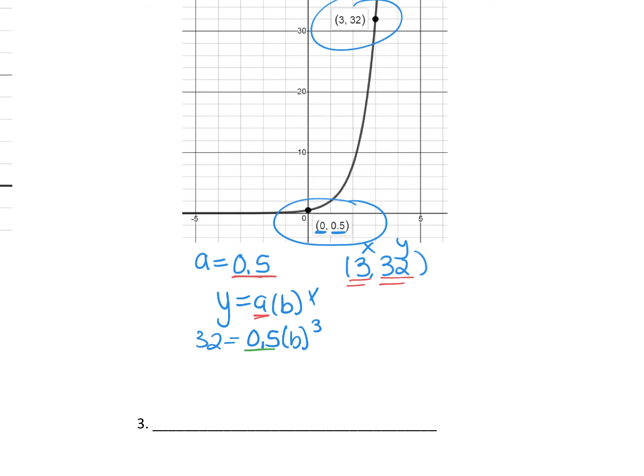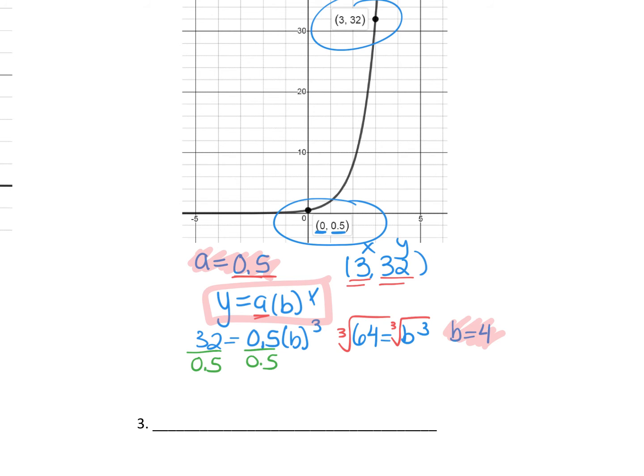So just like before, my first step is going to be to divide by this 0.5. When you do 32 divided by 0.5, you're going to get 64. Now, just like in the last problem, I have a third power, so I'm going to take the cube root of both sides in order to get my b alone, and I'm going to get that my b is 4. So now that I know my a is 0.5 and my b is 4, I can plug it into the formula. So y is going to equal 0.5 times 4 to the x power.